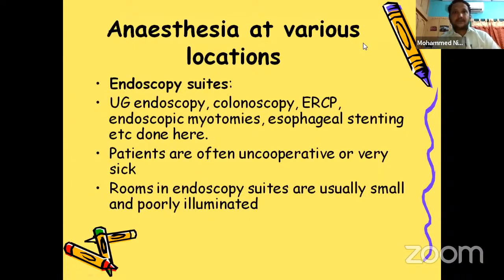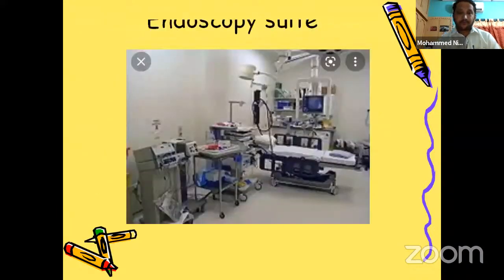Now, anesthesia at various locations. What are those locations? First we'll come to the endoscopy suites, where upper GI endoscopy, colonoscopy, ERCP, endoscopic myotomies, and esophageal stenting are done. Patients who come here are usually uncooperative or very sick, especially CA esophagus patients who have come for esophageal stenting. The rooms in endoscopy suites are usually small and poorly illuminated. That is one problem. This is the picture of an endoscopy suite, which is quite well illuminated now, but when the procedure starts, it becomes dark.